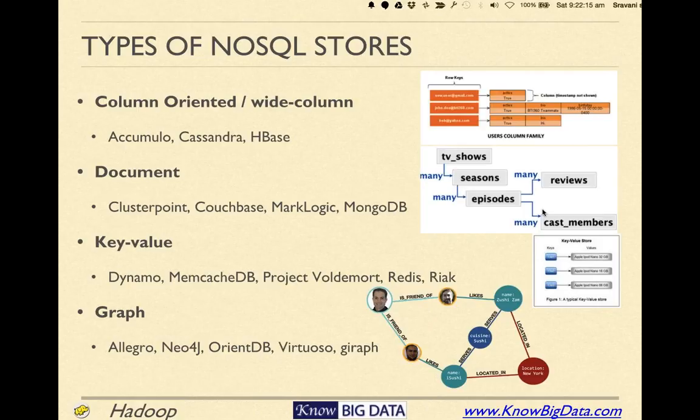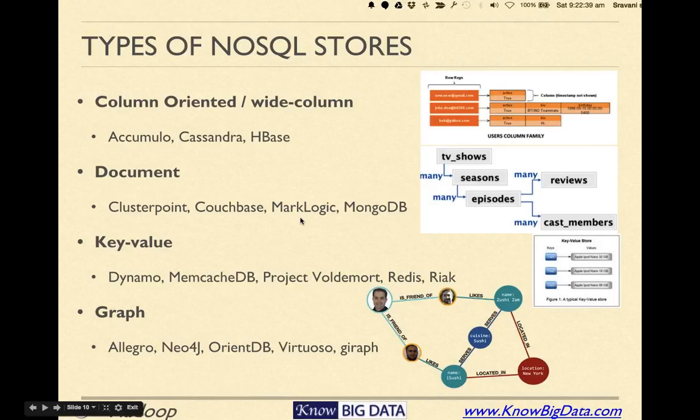Now when you have nine tables in production, every time somebody wants to display the TV shows to the end user, they will have to join nine tables, right? So to simplify that aspect, document oriented databases solve a lot of problems.